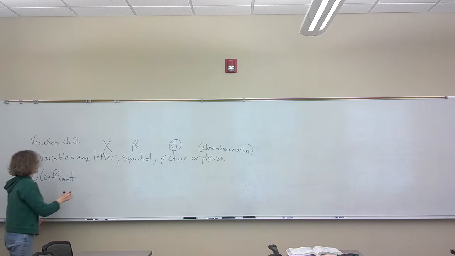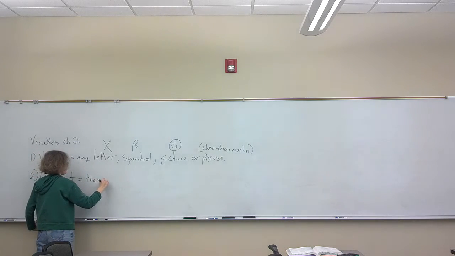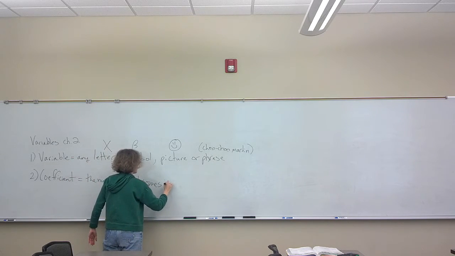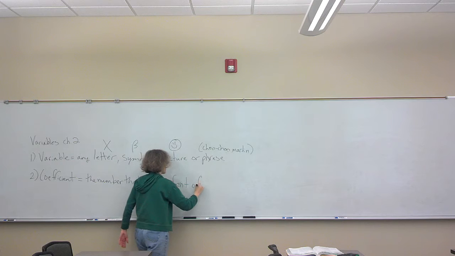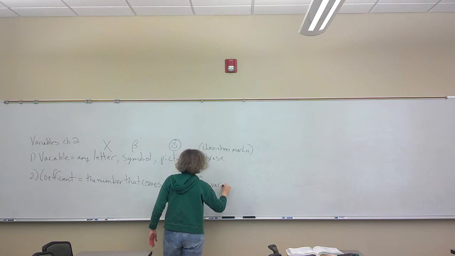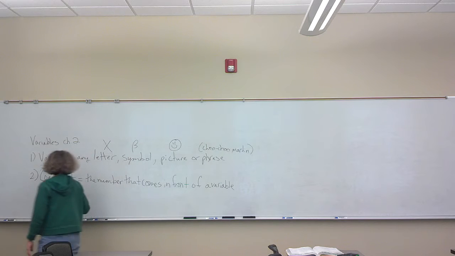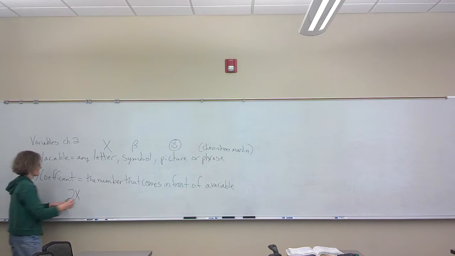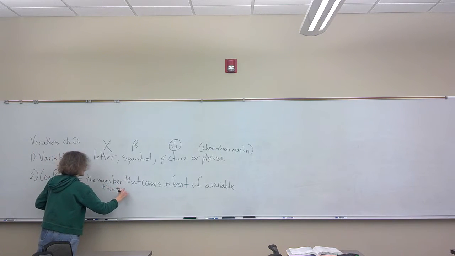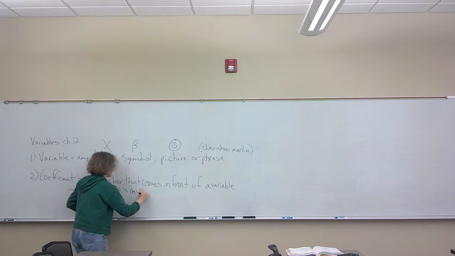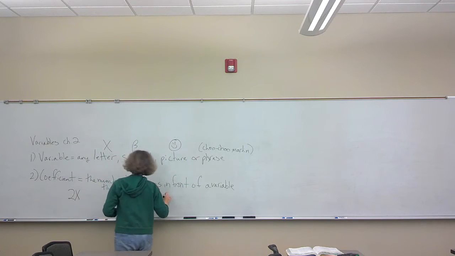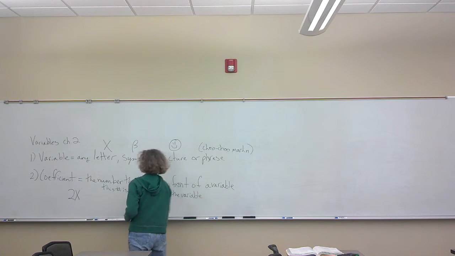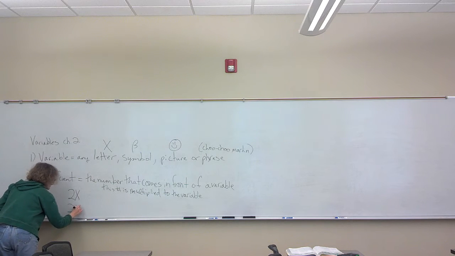The next thing to talk about is a coefficient. Usually a variable isn't by itself. It's got a number in front of it. The number in front of it is called the coefficient. And this number is multiplied to the variable. So if I write 2x, that's the same thing as writing 2 times x.